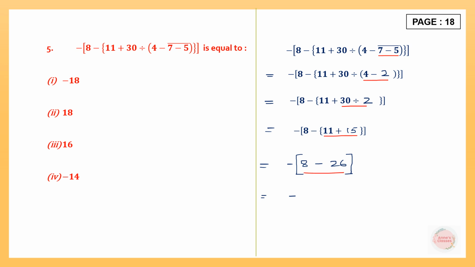8 minus 26. Signs are different. This is a plus sign, that's a minus sign. When signs are different, we put the sign of the bigger number and we subtract. 26 minus 8 is 18. Minus 18. So now this is minus of minus 18. Now minus into minus is plus and we have 18. Plus 18 or 18 is our answer. So which option is that? That will be option 2.